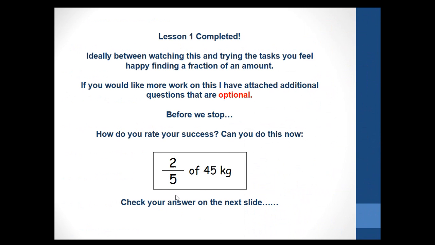That's lesson 1 completed. Ideally, between watching this and trying the task, you'll feel happy finding a fraction of an amount. If you'd like more work on this, I've attached additional questions that are optional. You don't have to do those ones. You want to go through all of the Math Workout ones though. And before we stop, how do you rate your success? Can you do this now? What would you do?